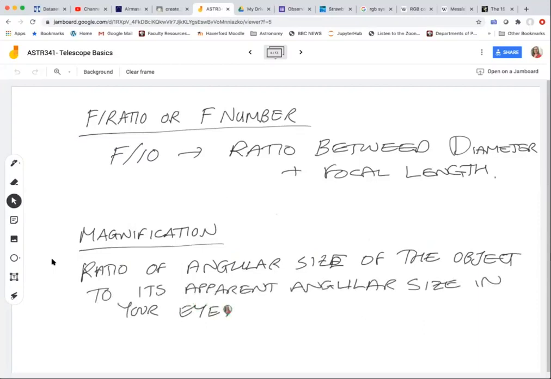So I put a little video that I made in Explain Everything on Moodle where I go through the math of this. It's pretty simple trigonometry. If you draw a basic picture of a telescope and do some trig, you should be able to convince yourself, and I go through this in the video, that magnification is equal to the focal length of the telescope divided by the focal length of the eyepiece.